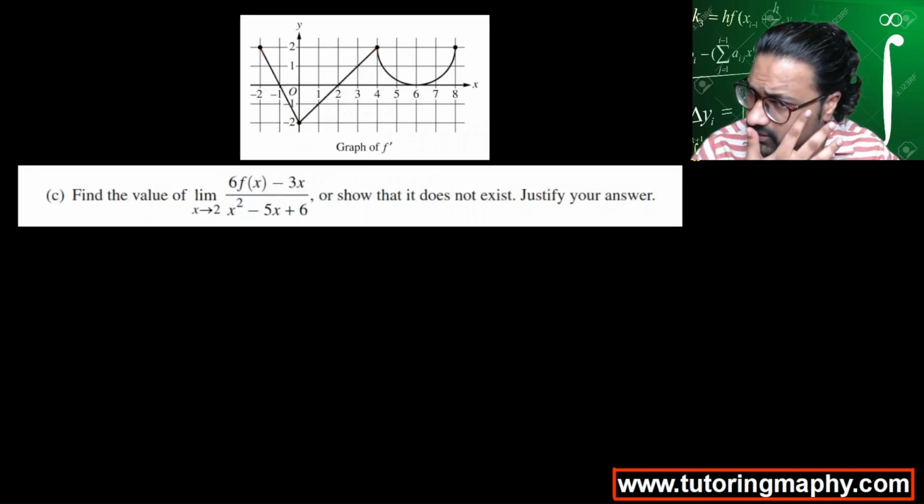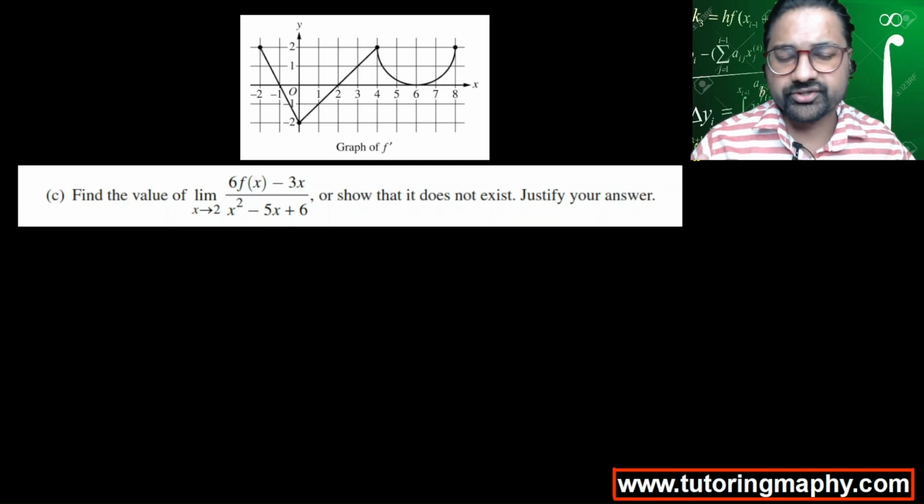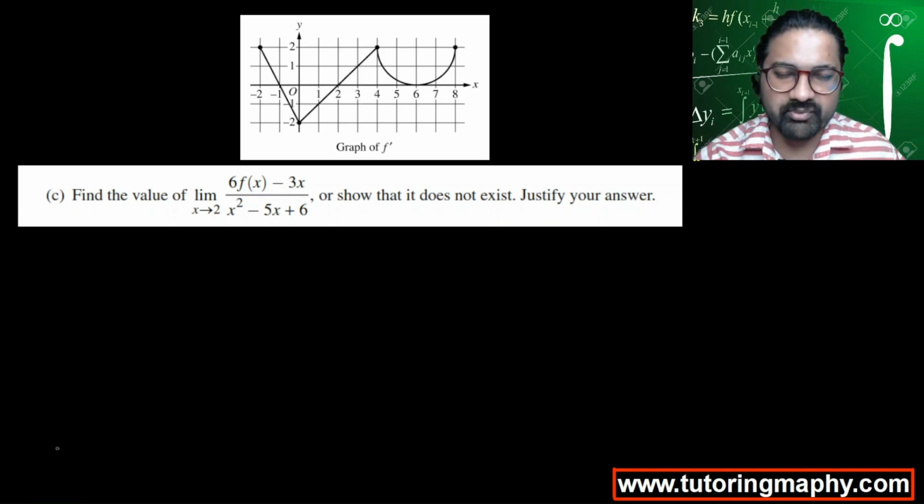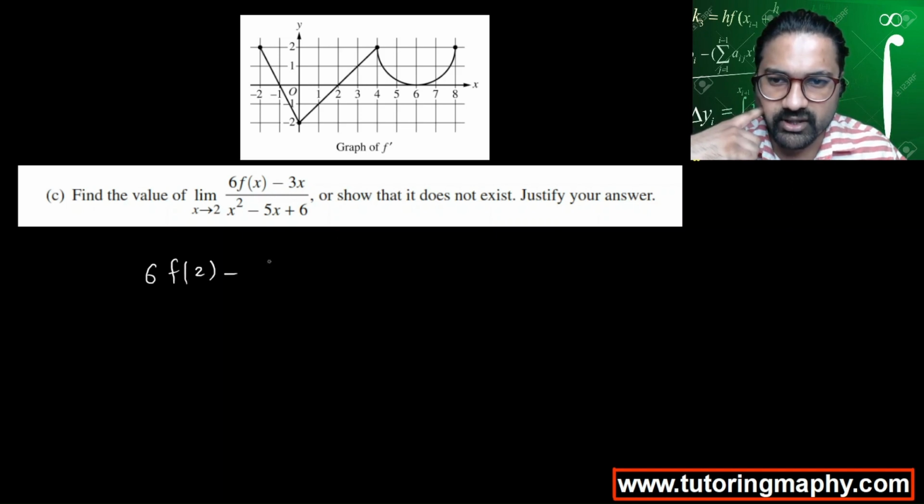Let's move ahead. Find the value of this so-called limit or show that it does not exist, justify your answer. So the best way to find the limit is first we always check whether direct substitution is working or not. So I just plug 2 in the function and see what I'm getting. So I'm getting 6 times f of 2 minus 3 times 2. What is 3 times 2? 6. That's correct. 2 square, what is 2 square? 4. That's right. What is 5 times 2? That is 10. And plus 6 remains as it is.